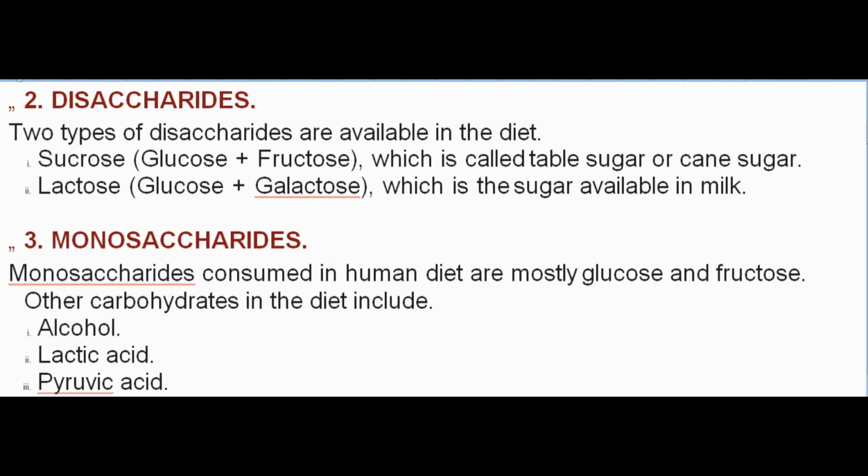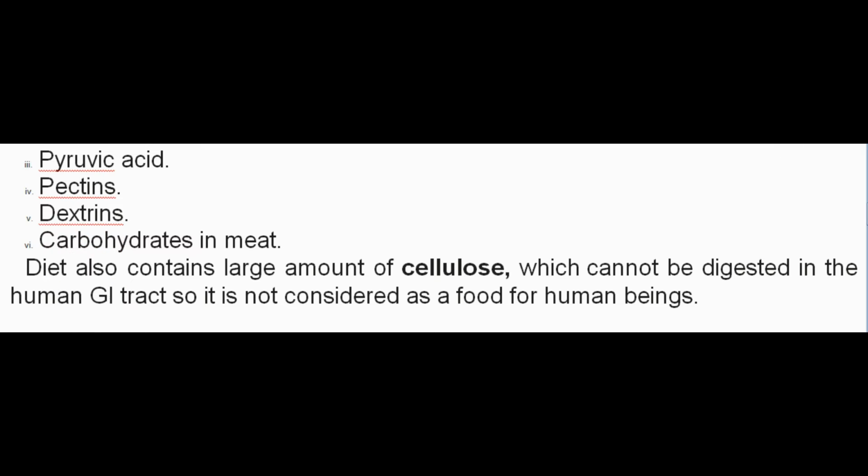2. Disaccharides. Two types of disaccharides are available in the diet. Sucrose, glucose and fructose, which is called table sugar or cane sugar. Lactose, glucose and galactose, which is the sugar available in milk. 3. Monosaccharides. Monosaccharides consumed in human diet are mostly glucose and fructose. Other carbohydrates in the diet include alcohol, lactic acid, pyruvic acid, pectins, dextrins.